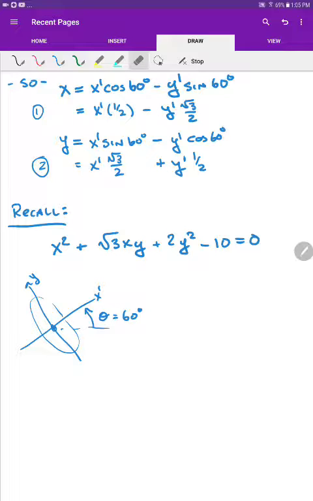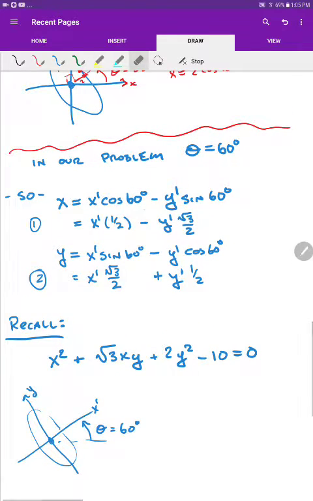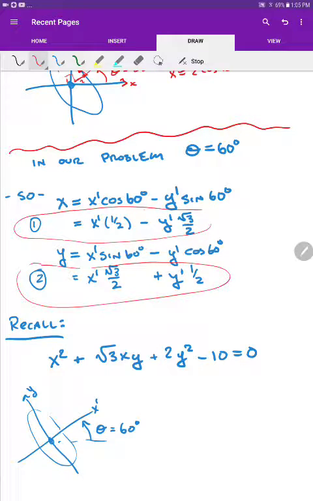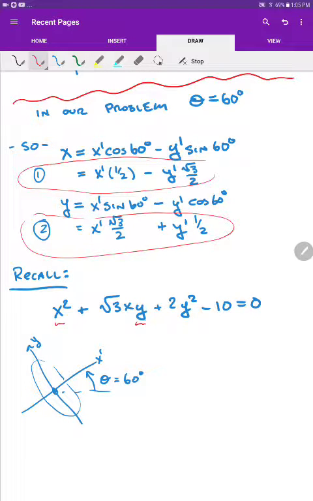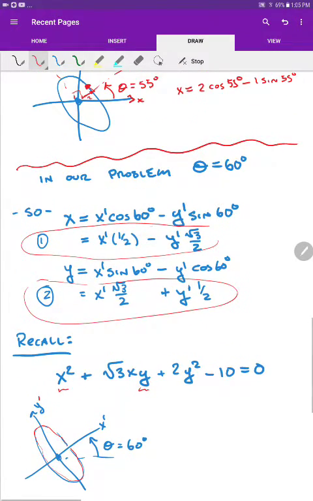Okay, so we have these relationships in terms of x prime and y prime, called equation 1 and equation 2. And what we're going to do is plug these into our original equation that is in terms of x's and y's, and solve for these x primes and y primes so that we can plot our ellipse in the x prime y prime space, and we'll know that it's been tilted at an angle of 60 degrees, and we'll plot it the same way we learned to plot ellipses before.